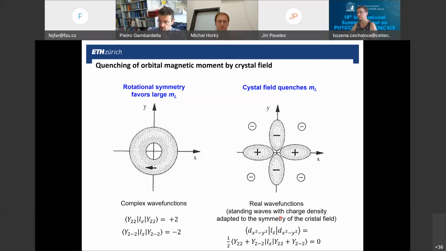You can also see this because in order to have a net orbital moment, you need electrons that circulate, that perform sort of circular orbits in the plane. And if you have a crystal field, then the charge distribution actually becomes a standing wave. It's adapted to the symmetry of the crystal, and so you no longer have an orbital motion of the electrons in this sense.